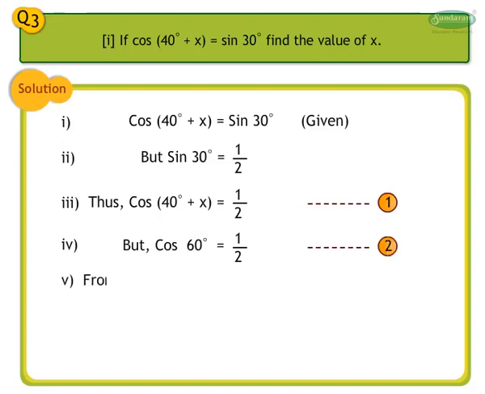5. Thus, from equation 1 and 2, we have 40 plus x is equal to 60. Therefore, x is equal to 60 minus 40. Therefore, x is equal to 20 degrees.